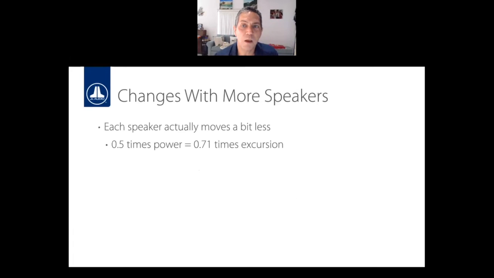So to summarize here a little bit, each speaker is actually moving a bit less, but not half. And that's where the change comes in. And this is what Kevin was trying to drive home for us a moment ago. It's not 0.5 times the excursion, it's 0.7 times the excursion, 0.5 times the power. Now this application where you're adding more speakers, of more of the same speakers, is excellent from a reliability standpoint. There's 2 reasons for that. I'd want both of them. Why?